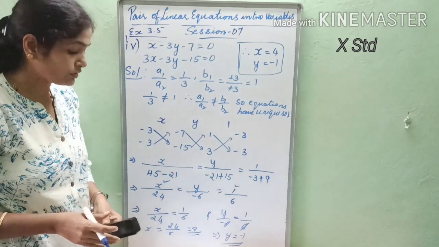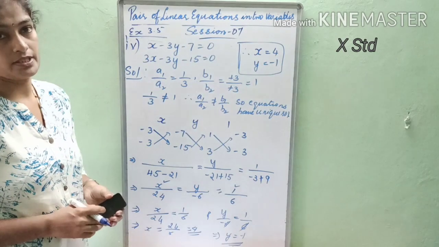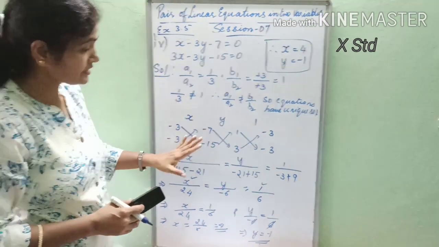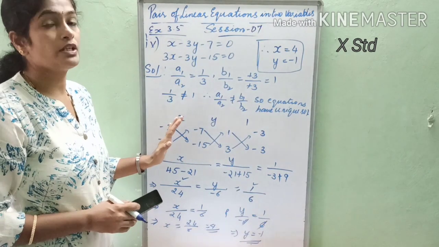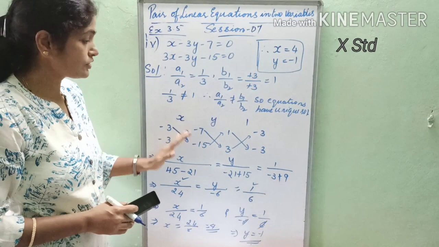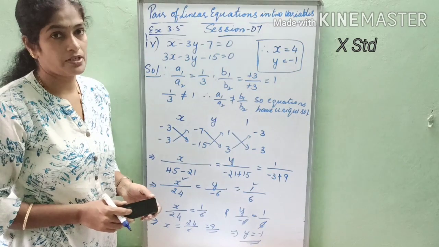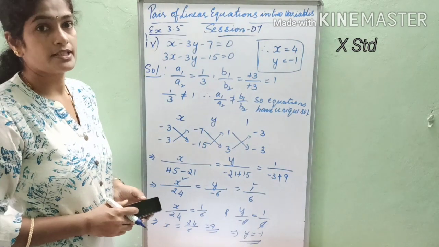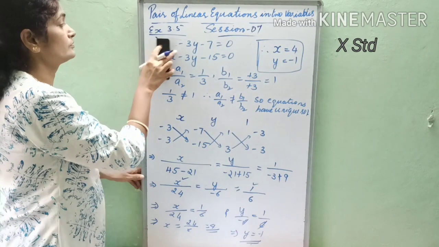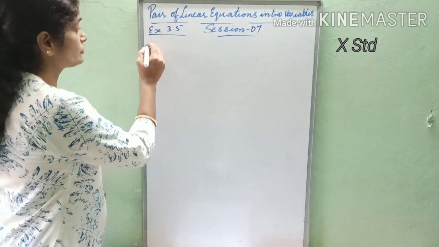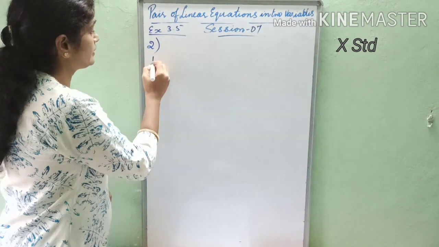Now moving on to the next main question, second main. This completes the first one where they have asked you to check whether it is having unique solution. Once it is having unique solution, solve it by cross multiplication. Now we will move on to the second question, second one in that first bit.